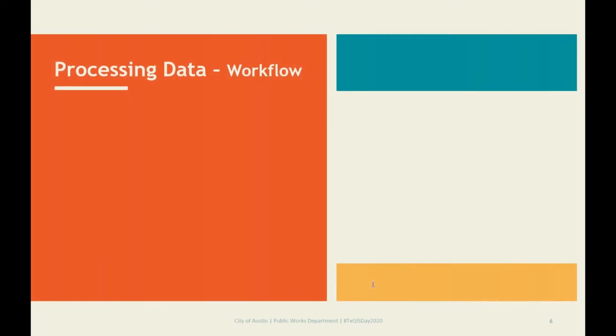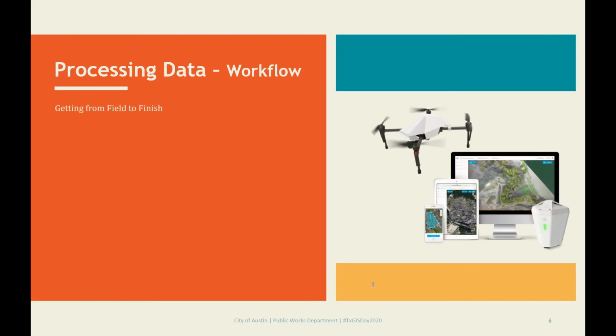The last thing we're going to focus on is processing the data, and the workflow for this one is pretty much processing the data back in the office, because you can process some of the data in the field, but the data is processed back in the office. So how do I get from field to finish? How do I get the data processed, and at the end get my output?